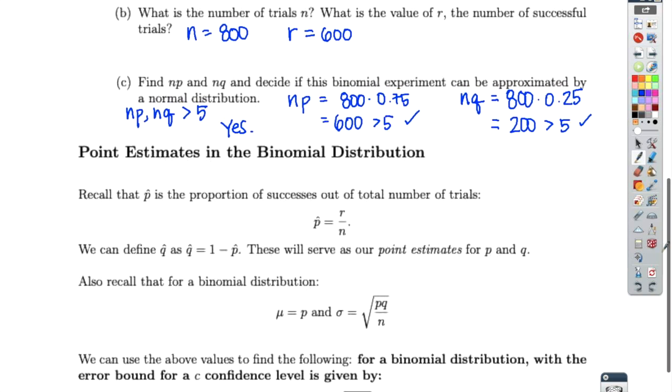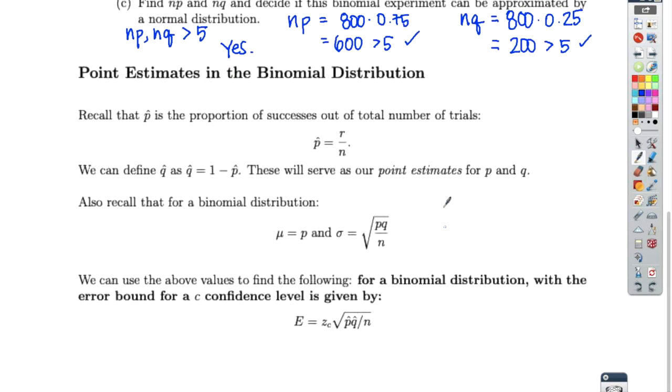Okay, so again, let's come back to this idea of P hat versus P.